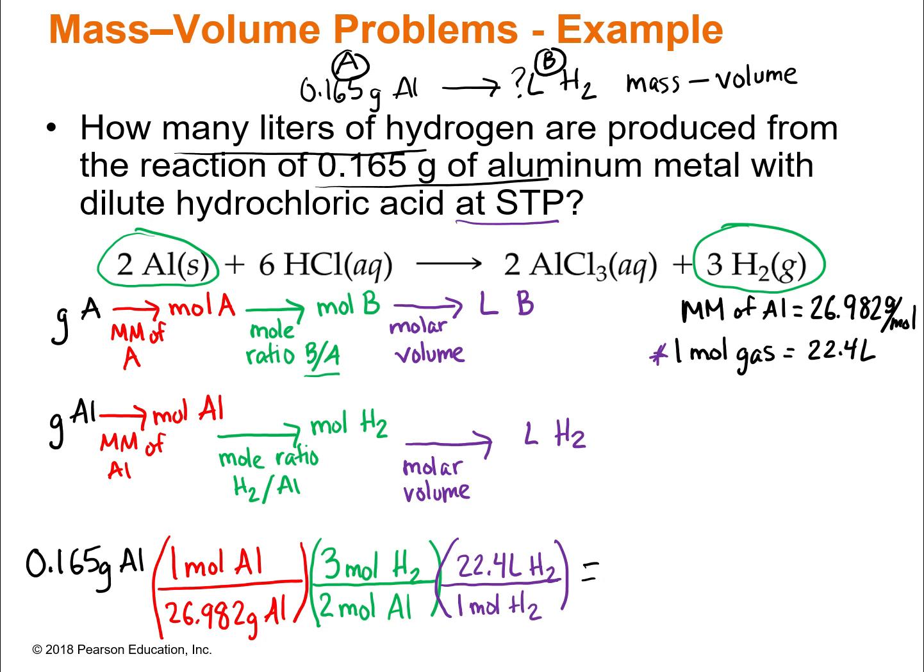When you do this math, you should get 0.205 liters of hydrogen gas. Make sure that you have the generic how it's done in your notebook. That will help you. Are there any questions, or should we go on and try another one together?